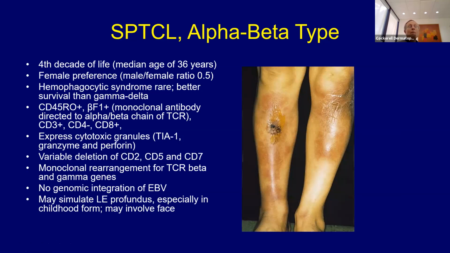Now this type, the alpha beta type, can be seen in two settings, in children, but also in adults. Females tend to be more common. The hemophagocytic syndrome is less common here. This has a much better prognosis than the gamma delta type. It has a different pattern. I don't think that you're going to be asked to know a lot about this, but this tends to be CD8 positive as opposed to the gamma delta type, which is more CD56 positive. It does express some of those cytotoxic proteins as before, but still has a much better prognosis. This will have a monoclonal T-cell gene rearrangement. It doesn't have Epstein-Barr virus. And this can sometimes look like lupus profundus, especially in the childhood form.